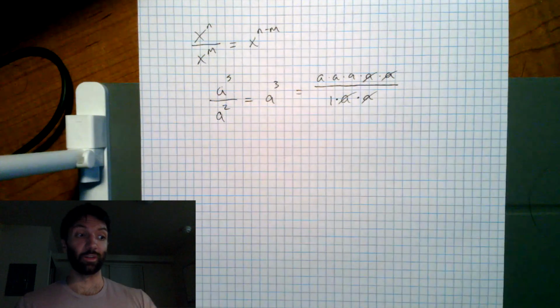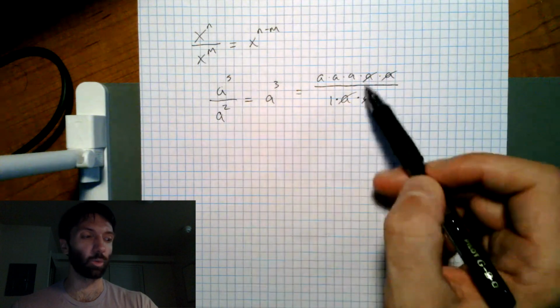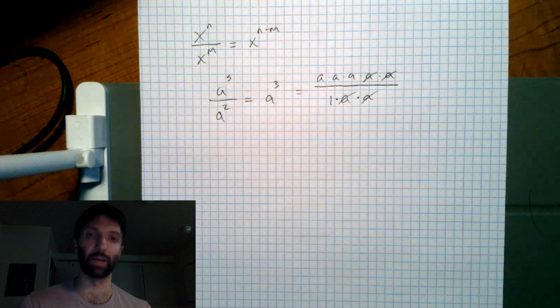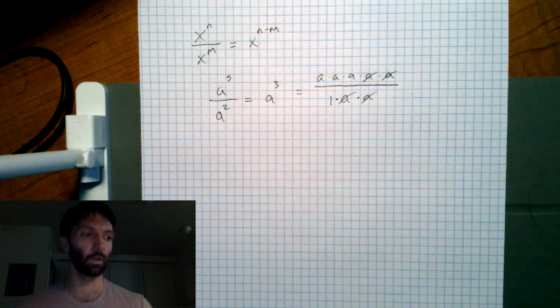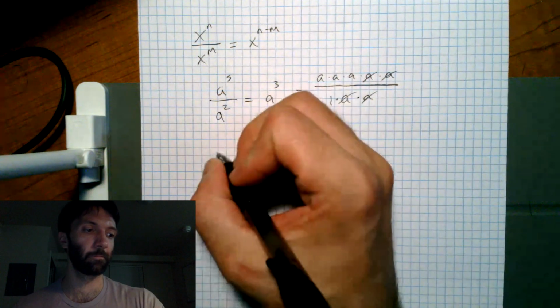And this also sort of illustrates why the bases have to be the same, right? Because if these bases weren't the same, then they wouldn't cancel, right? They only cancel if you have something divided by itself. All right, so let's go ahead and move on to another one.